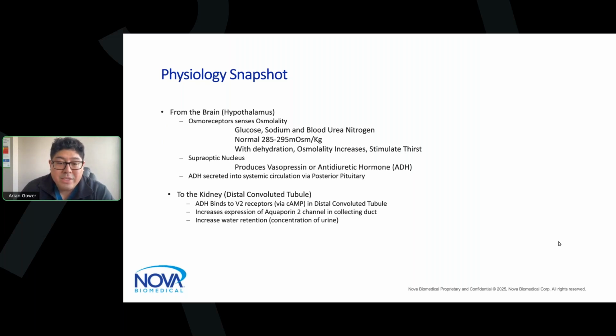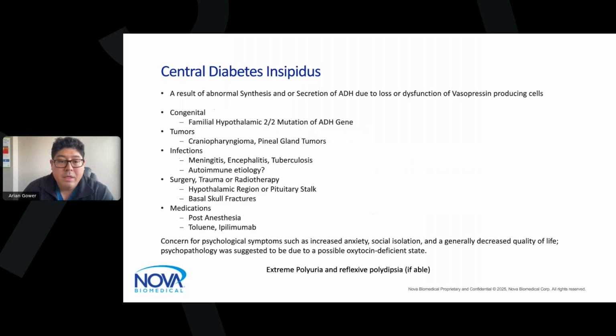In addition, vasopressin or antidiuretic hormone is produced in the supraoptic nucleus and then secreted into the systemic circulation from the posterior pituitary. Antidiuretic hormone then binds the V2 receptors, signaling by cyclic AMP, in the distal convoluted tubule of the kidney. This increases expression of aquaporin 2 channels in the collecting duct, therefore increasing water retention, therefore increasing the concentration of the urine, and therefore decreasing the osmolarity in the blood. The inability to appropriately produce antidiuretic hormone or respond to antidiuretic hormone is the hallmark of diabetes insipidus. Next slide.